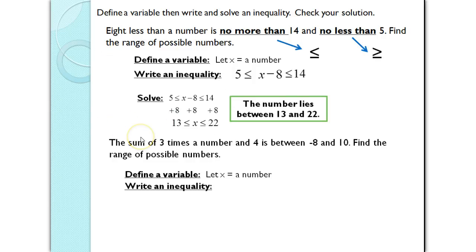So I'm going to start breaking apart my sentence. The sum of 3 times a number and 4. So the sum, addition, 3 times a number, 3x, and 4. Is between. So remember, between means intersection. So they have to fall between those two values. You should be picturing that number line with the overlap shading as your answer.